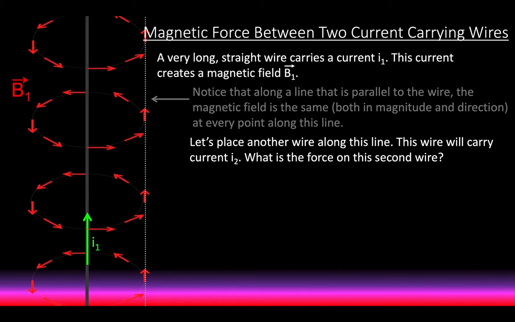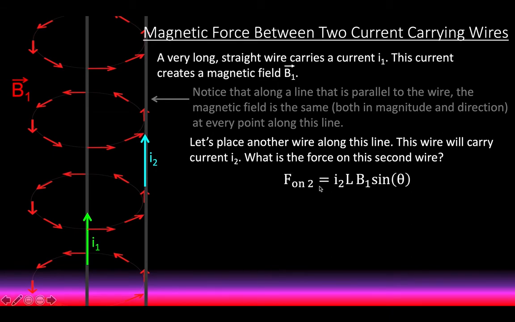And the question is going to be, what is the force on this second wire? So here is a wire carrying current I2. Now this wire is going to feel a force because we have a current I2 placed in a background magnetic field B1. There will be a force on this wire.